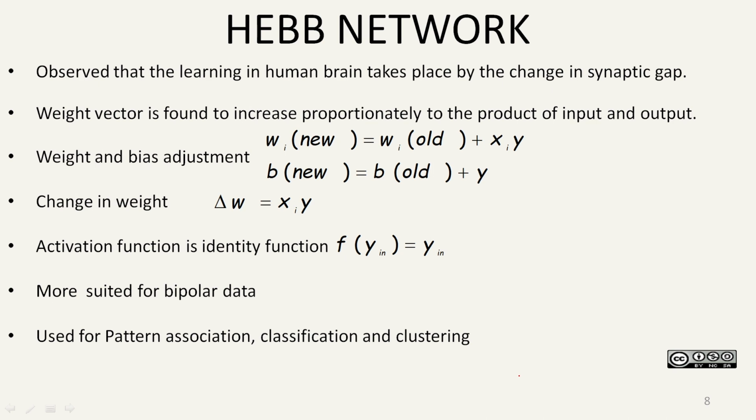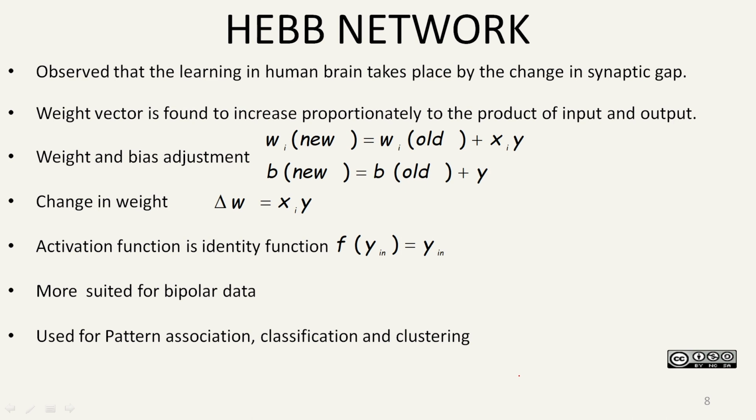And the net input calculation is the same as what we discussed in the McCulloch and Pitts model. So the new thing that is introduced here is weight updation. What is weight updation? The new weight that we are going to determine is nothing but the old weight plus the change in weight. What is the change in weight? It is nothing but del W. How is that change in weight calculated? The del W is nothing but the product of xi and y, that is, the product of inputs with the corresponding output.